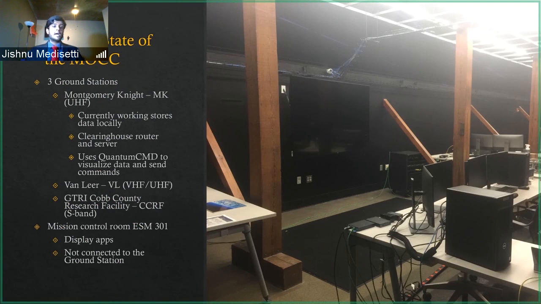And then we also have our mission control room in ESM 301. Now, this is where we want to centralize all our operations. So instead of having 3 separate ground stations with their own computers in 3 different locations, we want to connect them all to the facility in ESM 301 and make that the central control room where we display all our visualizations and do all of our satellite commands.